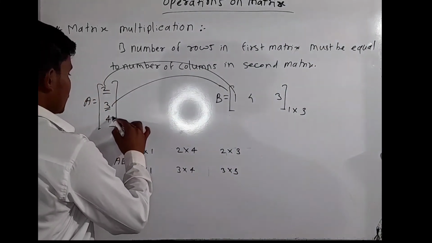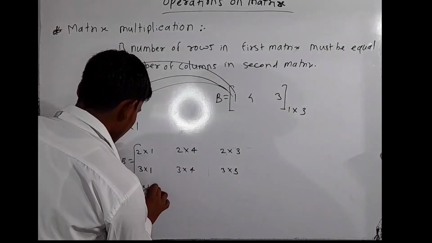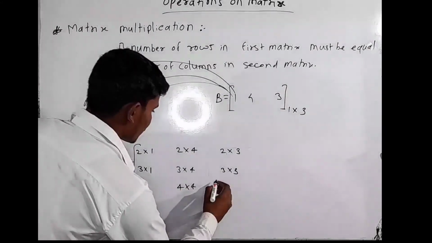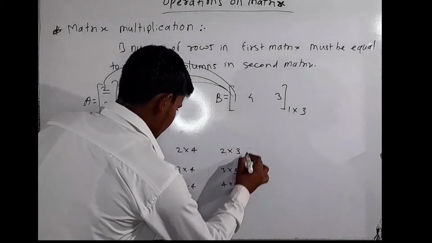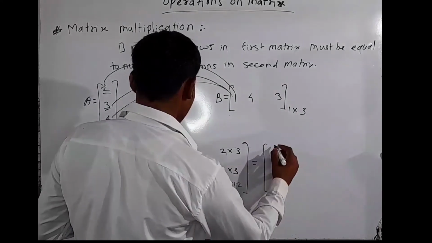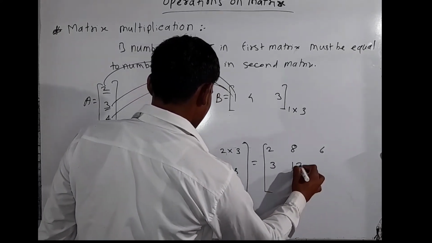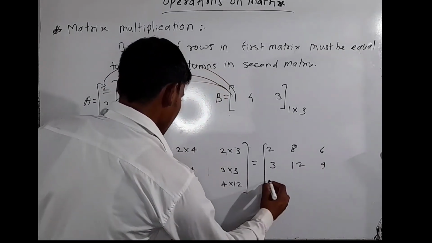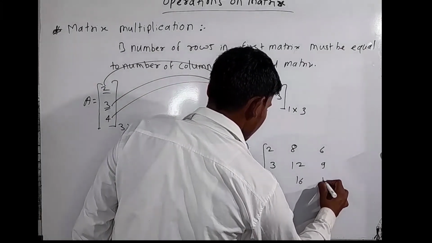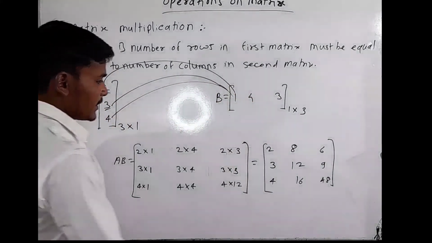And then the third row, that is 4 into 1, then 4 into 4, and then 4 into 3. On multiplying this, we will get 2, 8, 6, 3, 12, 9, 4, 16, and 12. And this is the solution.